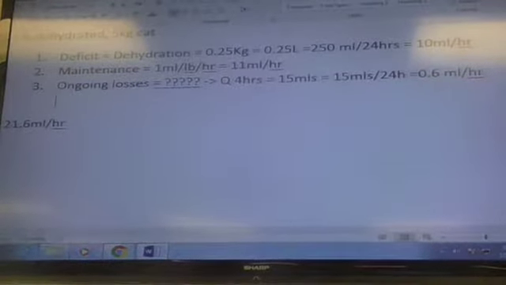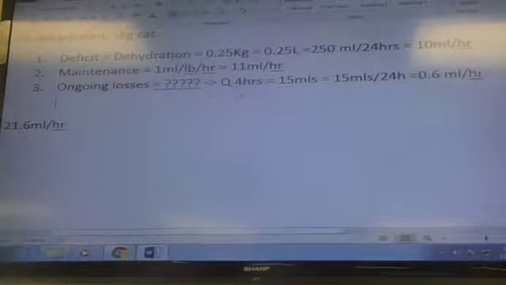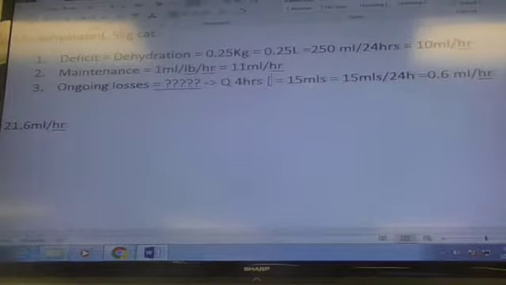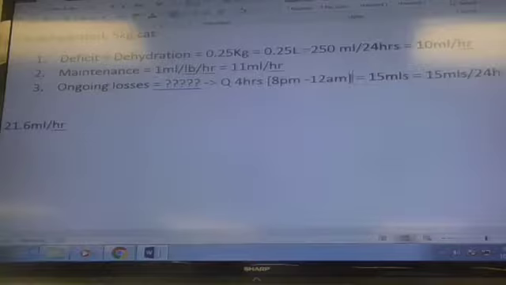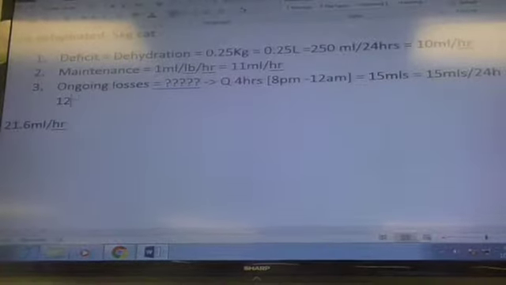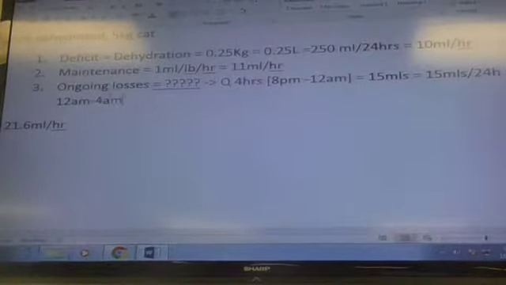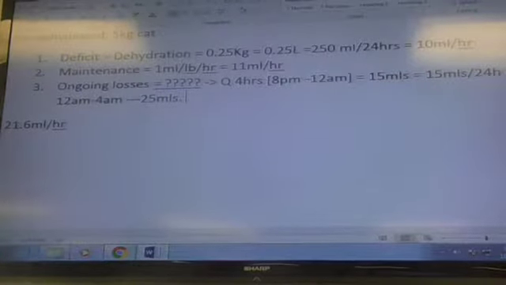So let's say this Q4 was from 8 p.m. when you hospitalized to 12 a.m., okay? But then between 12 a.m. and 4 a.m., he vomited 25 ml. Poor cat. That's a cat that's not being treated correctly. Or maybe you have a foreign body.